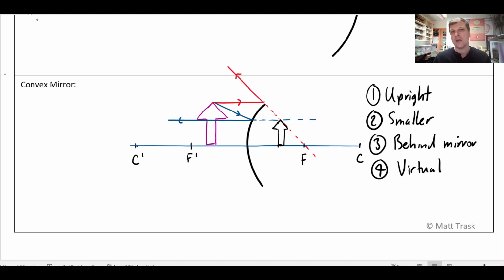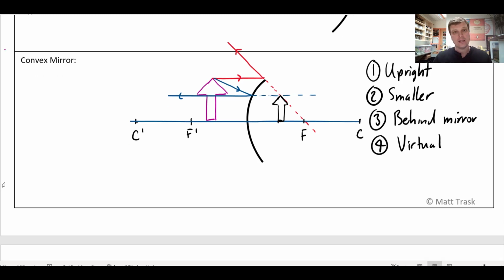Because I've got a diverging mirror. A convex mirror is a diverging mirror. At no point, it doesn't matter where I put my object in front of the mirror, are the rays ever going to converge. So you could try this experiment wherever you want and put it beyond C or between C and F, and it doesn't matter. You're always going to get an image that's upright, smaller, and virtual as a result. So that helps us in terms of drawing our ray diagrams and understanding how these rays are going to behave.